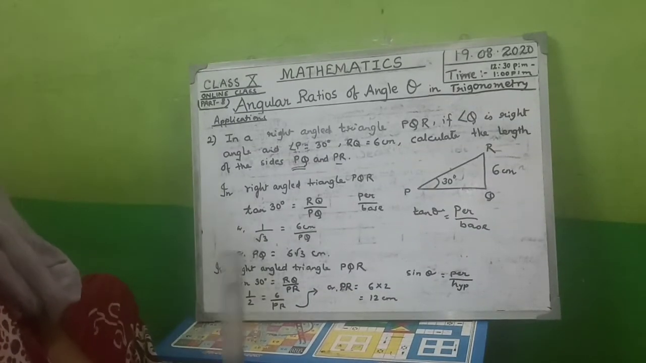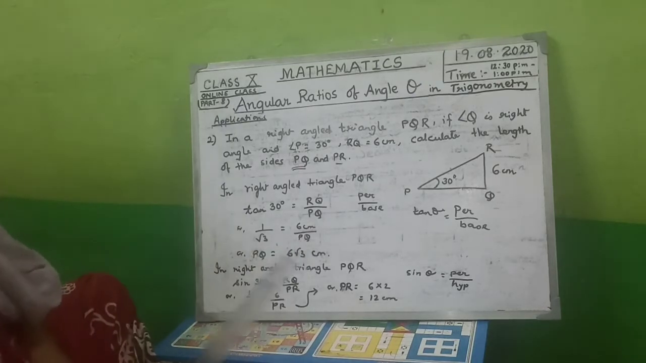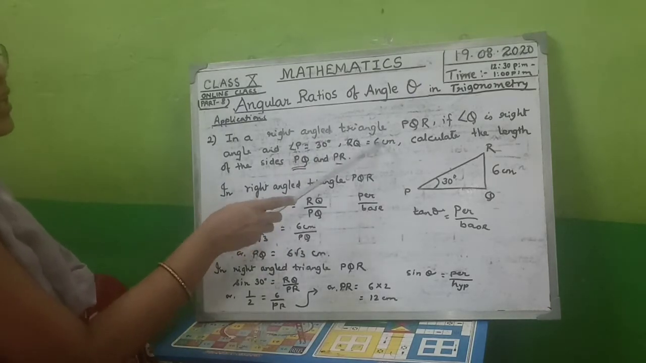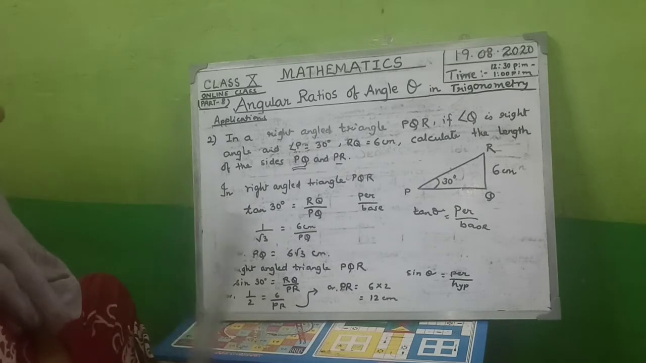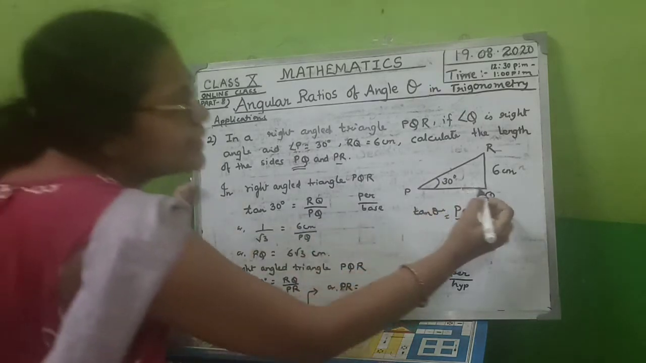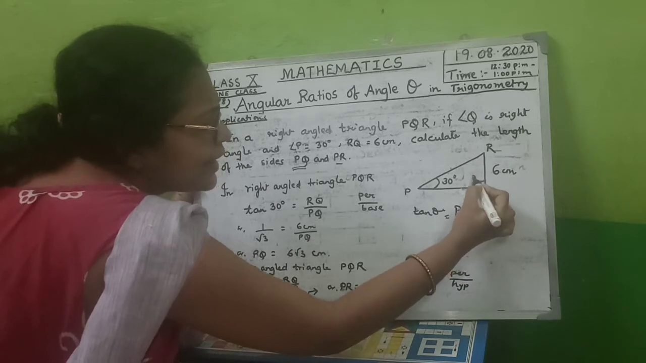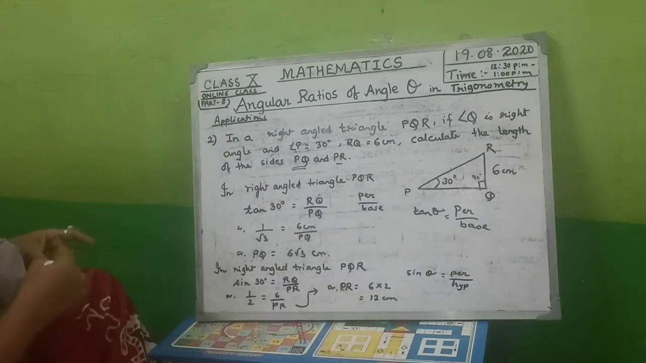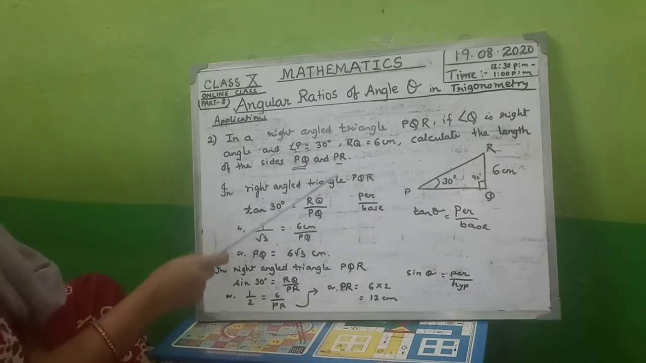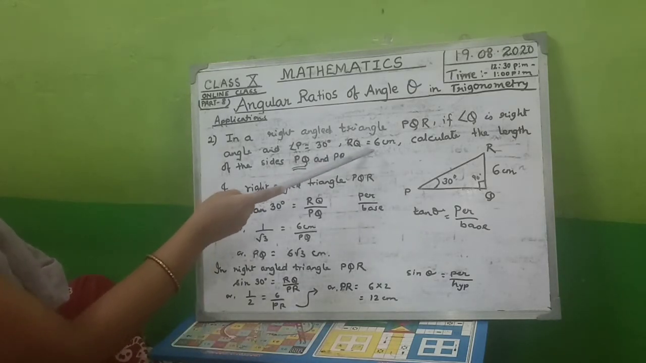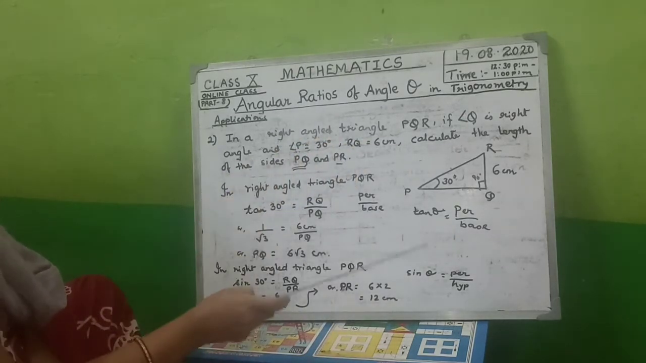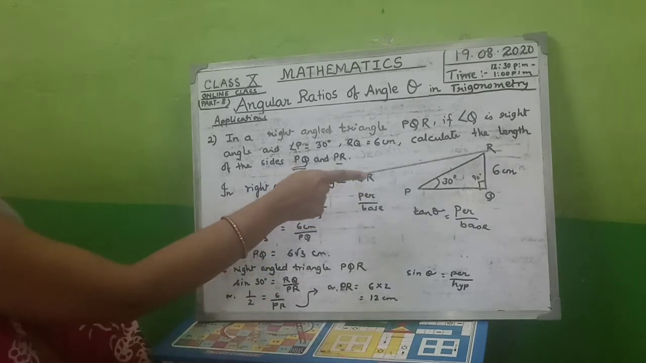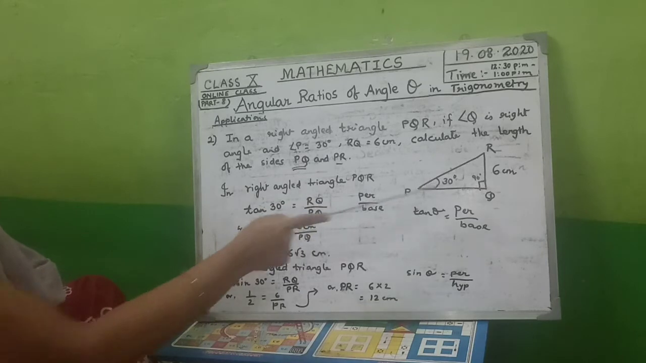Now children, coming to the second application. In a right angle triangle PQR, angle Q is right angle, that is equal to 90 degree. And angle P is equal to 30 degree and RQ is 6 centimeter. Calculate the length of the sides. What are the sides? That is PQ and PR. Alright, we have to calculate this too.